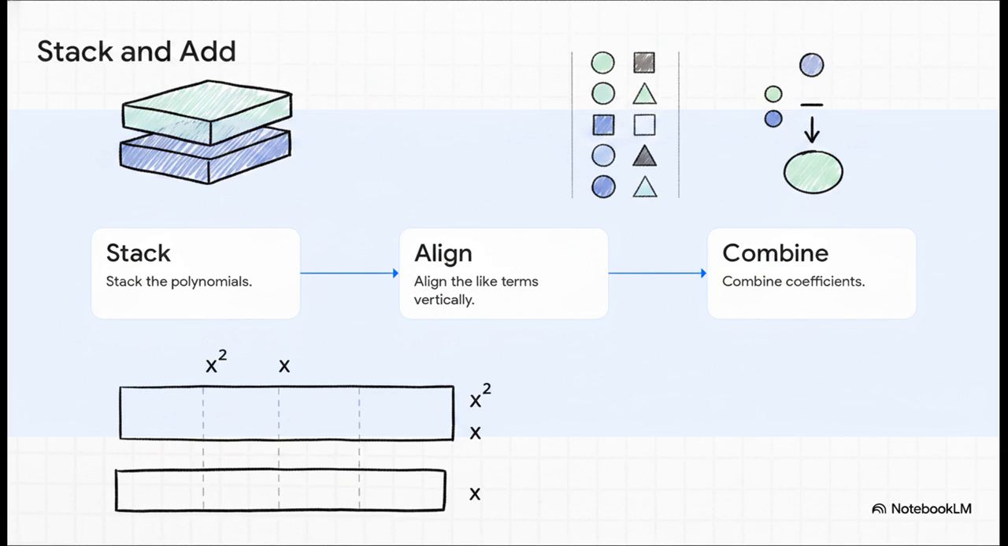Step 1, stack the polynomials one right over the other. Step 2, align the columns so that the like terms sit perfectly on top of each other. The x squareds go over the x squareds, the x's over the x's, and the constants over the constants. Then, step 3, just combine the coefficients straight down the column. If you have a totally empty space, just treat it as a 0. It makes the math incredibly clean and easy to follow.